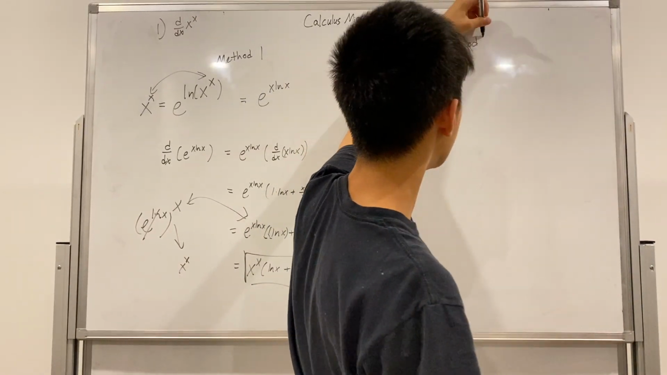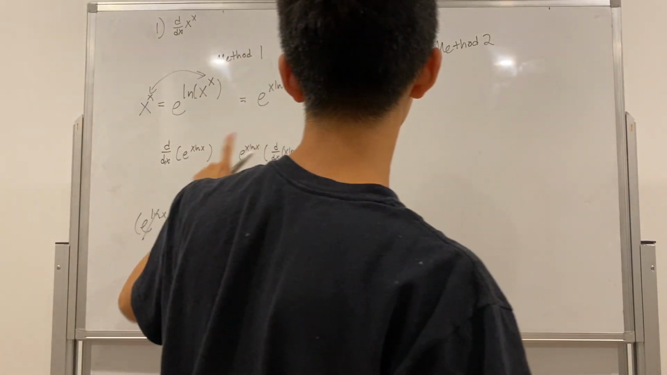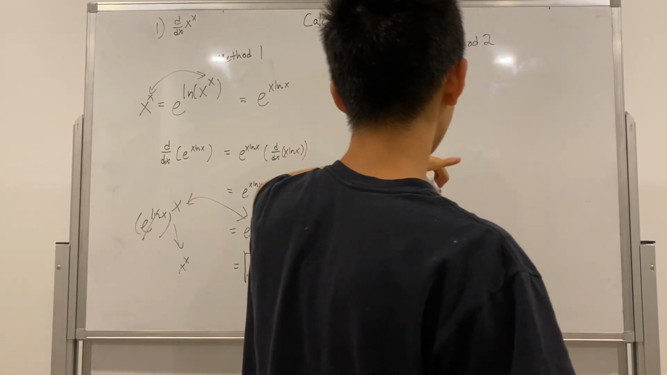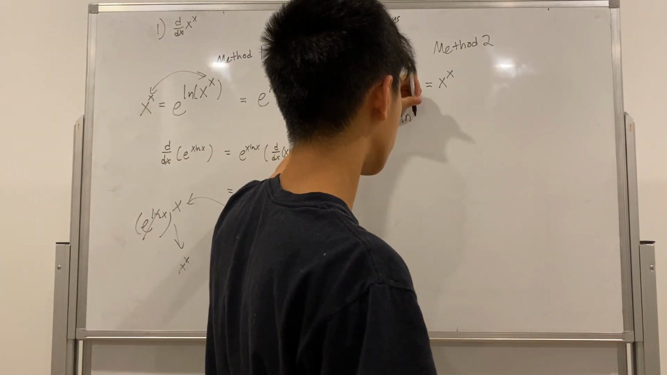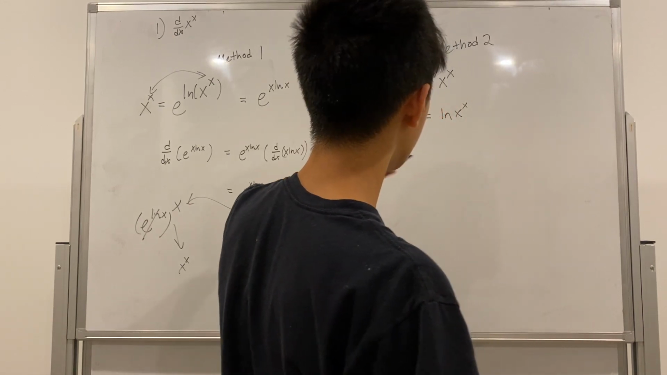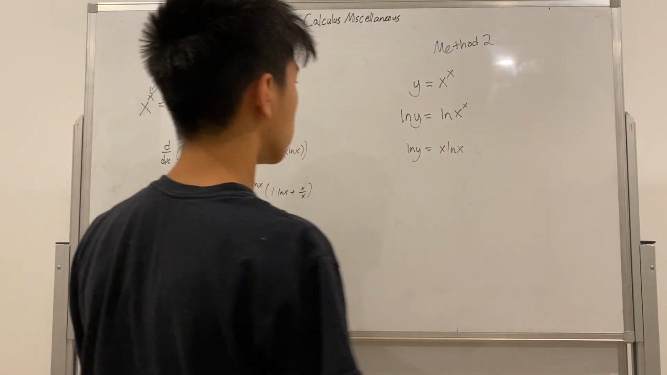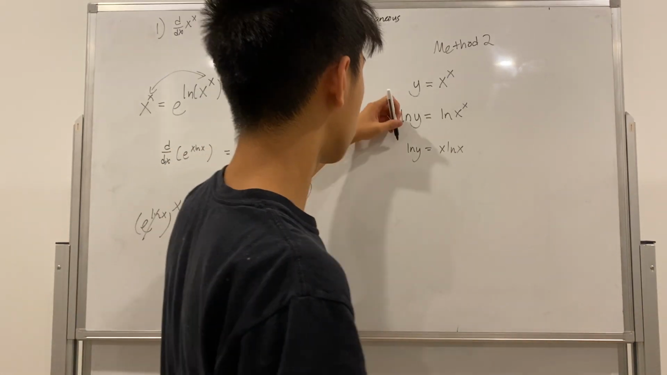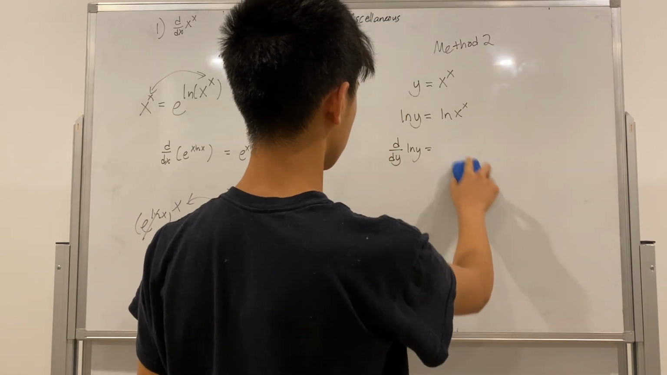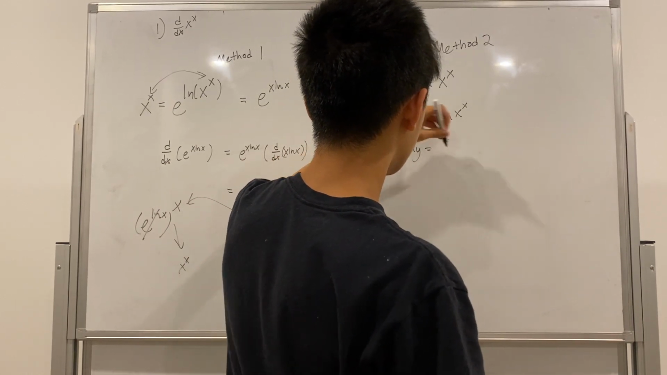Method 2 involves having the logarithm placed before any of the differentiation. So we'll have y equals x to the x, and then before we do anything, you'll take the ln of everything. So now we have ln of y equals ln of x to the x. This is equal to ln of y equals x ln x. Now, what we're going to do is take the derivative of everything. So we can differentiate everything with respect to x.